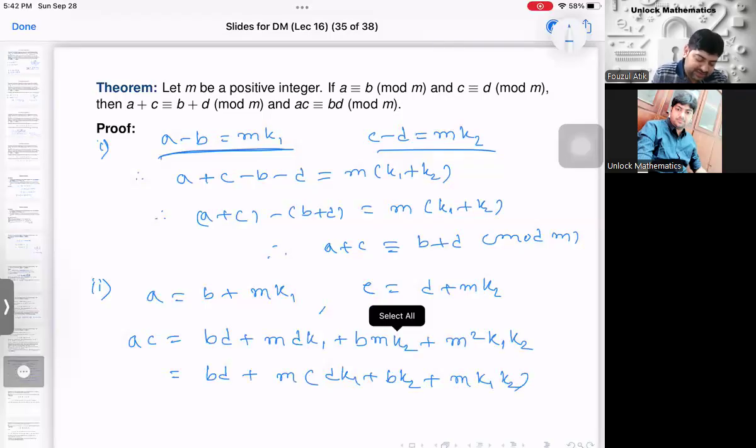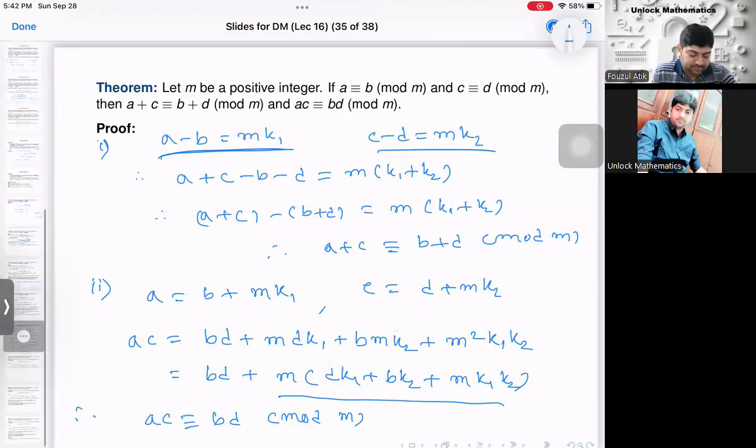And therefore you can see that AC minus BD is a multiple of M. Therefore you can say that AC is congruent to BD modulo M. This proof is also done. So these are the small groups. If you just put in a little bit of effort, you can easily prove them.